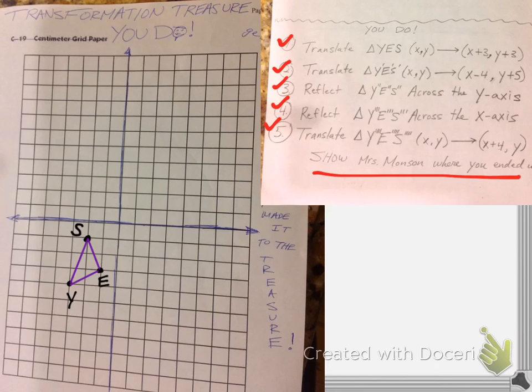Show Mrs. Monson where you ended. She'll tell you if you're right. If you're right, you can grab your Chromebook and start working on shape mods. Okay? And you got to get above a level 10 or a level 12, depending on what Mrs. Monson says to you. All right? So there you go. Have a great day. Thanks, you guys. And I'll see you Monday.